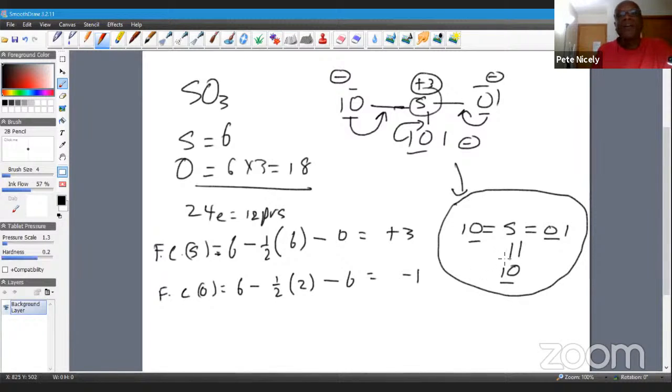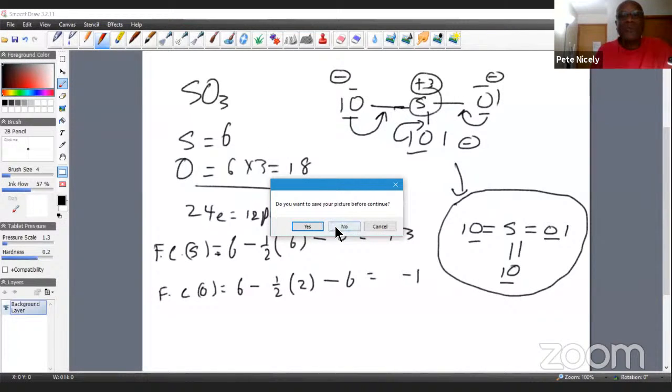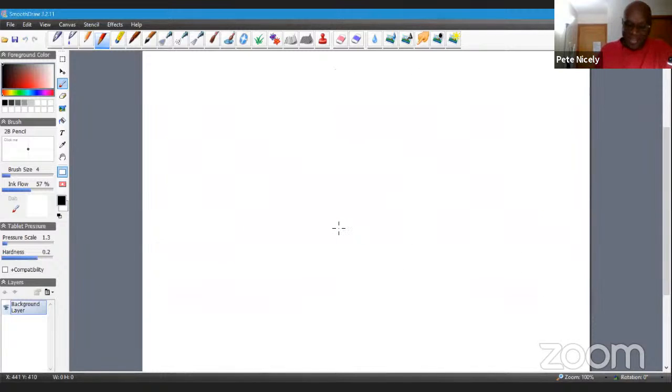Okay. So I'm going to put a formula on the screen. And I'm willing to bet that you guys are going to screw up on this one. The nitrate ion. Okay, so what's the first step?